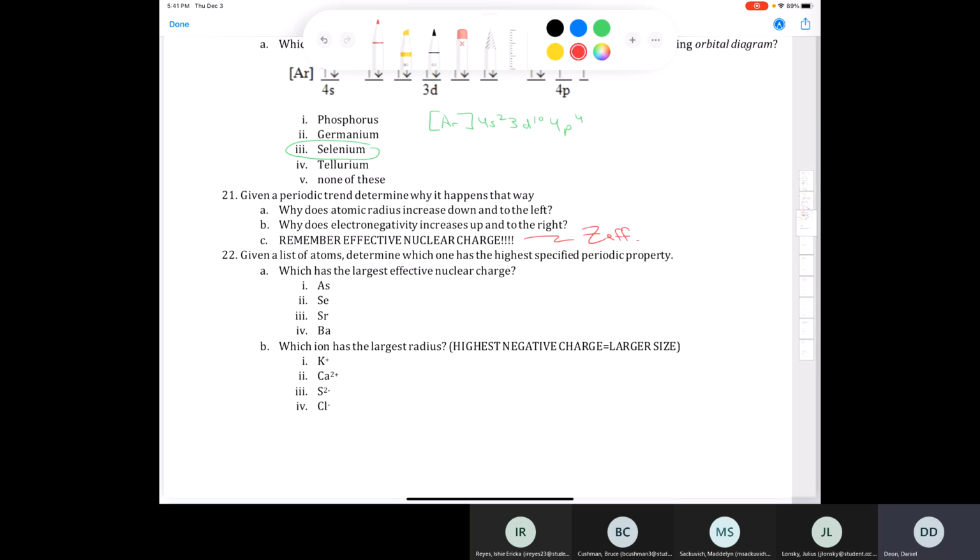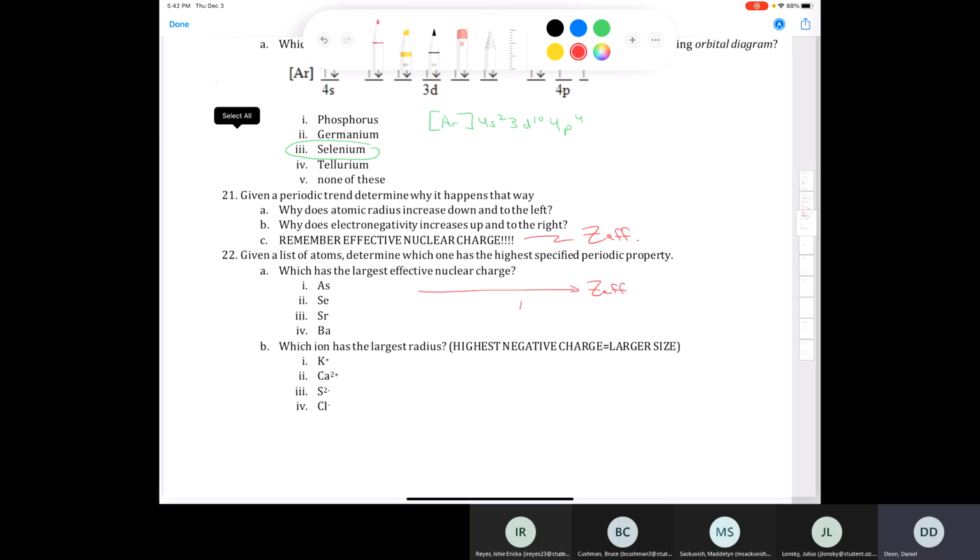Number 22, given a list of atoms, determine which one has the highest specified periodic property. For example, which one of these has the highest effective nuclear charge? Remember that Zeff increases going across like this, and it also increases going down, only a little bit. Let's see here. So we have arsenic, selenium, strontium, and barium. Let me just try to place these.